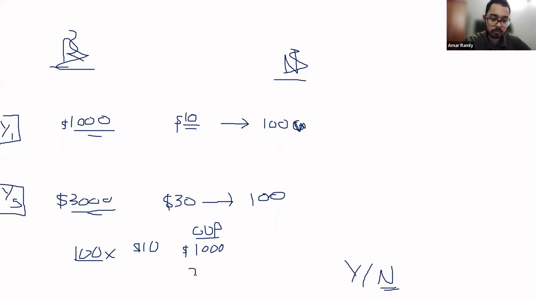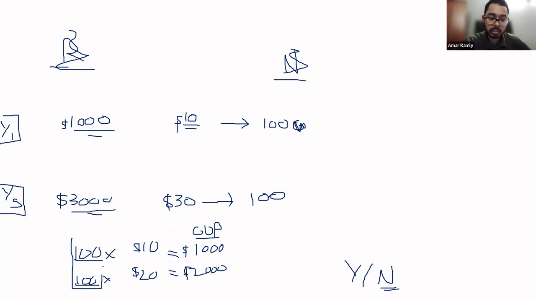Another scenario, right? 100 goods, $20 a good, 2,000. Guys, here as well, we say that real GDP has not changed, right? How do you know that?